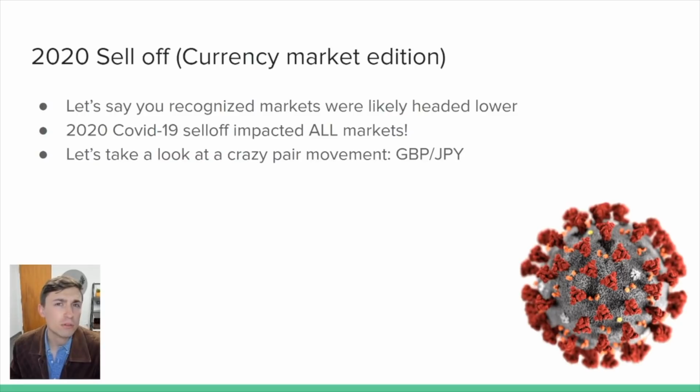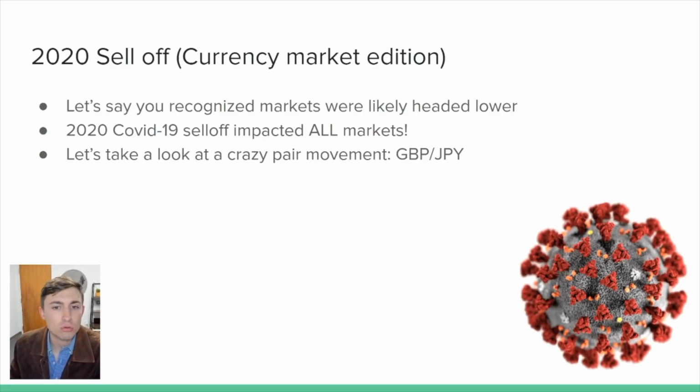So 2020, great example, right? And the currency market edition is even more fun to look at. So if you're saying the 2020 market sold off like crazy, which currencies could we have been trading during that time? Well, let's say you recognize that markets were likely going to head lower based on the whole COVID-19 situation, right? It impacted a lot of markets, not just stocks, not just currencies. It impacted all of them, right?